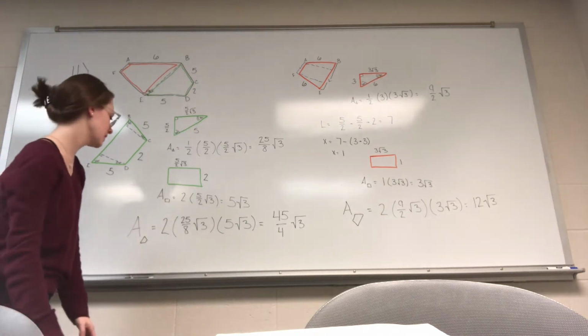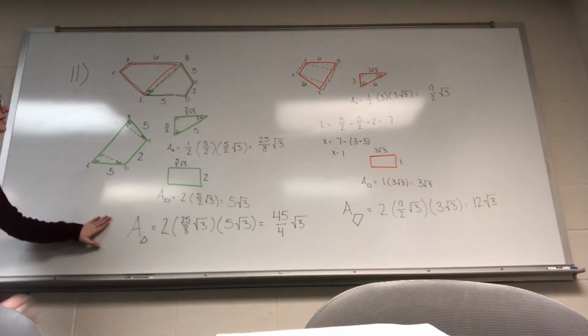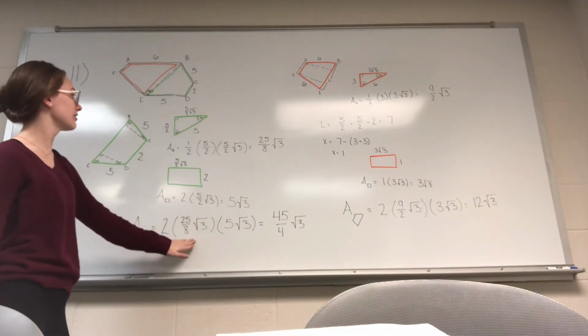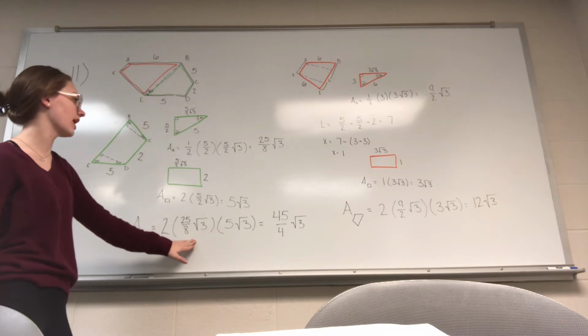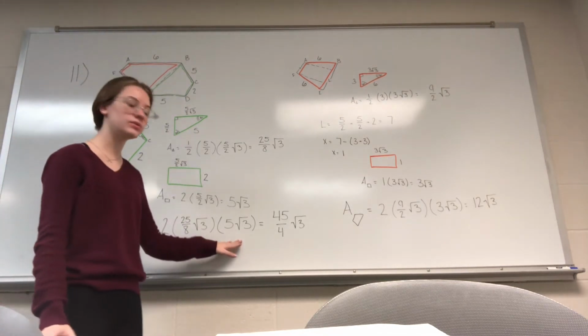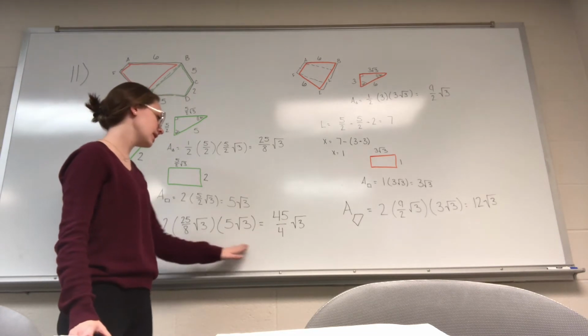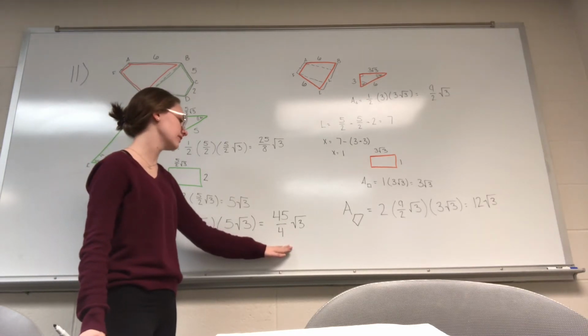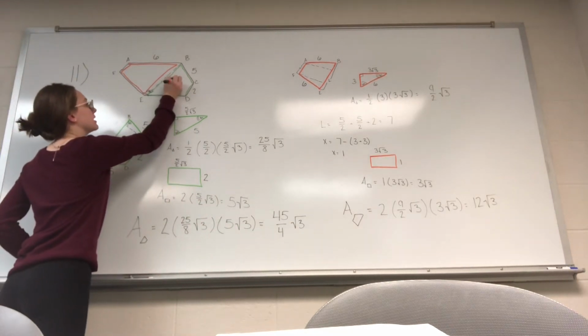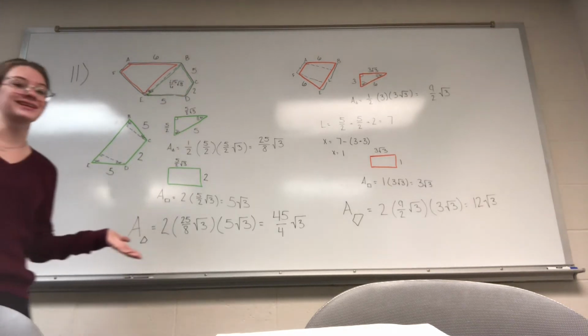root 3. So then to find the whole area of this green part, we're going to do 2 times our area of the triangle, which is 25/8 square root 3, plus our area of the rectangle, which is 5 square root 3, and we get the area of 45/4 square root 3. So that's going to be this area here. So we have half of it done.